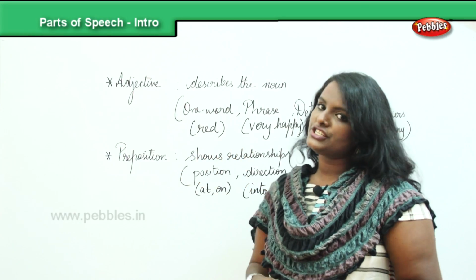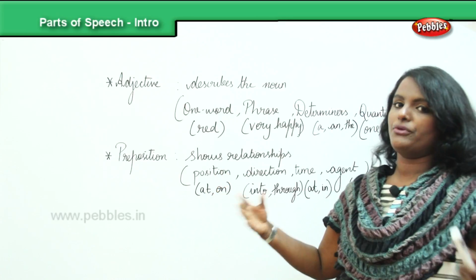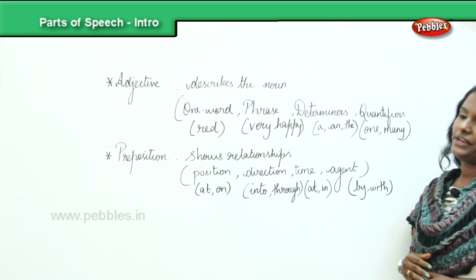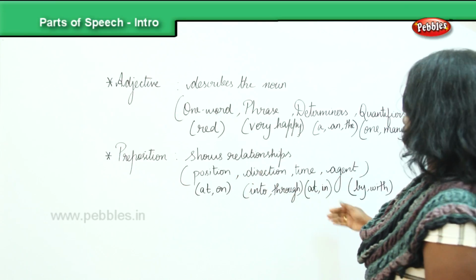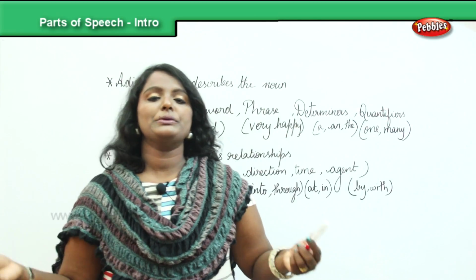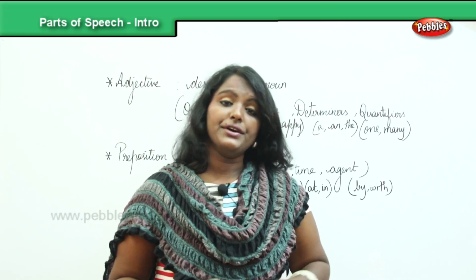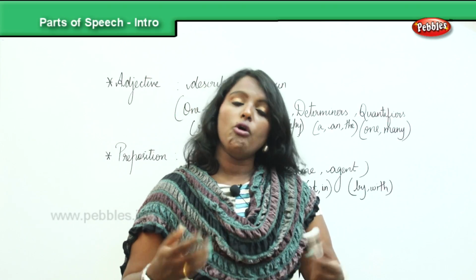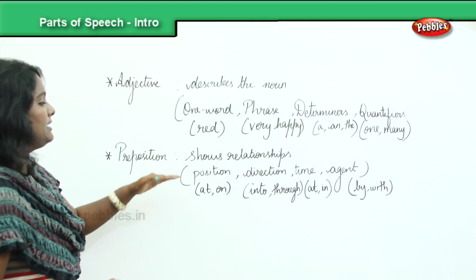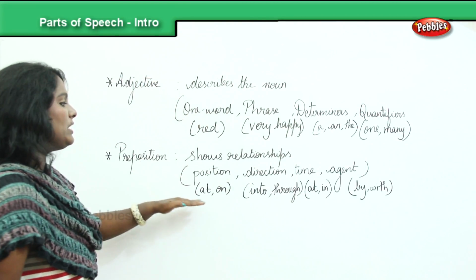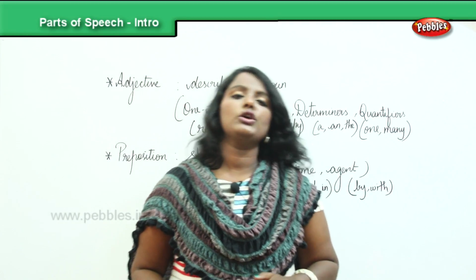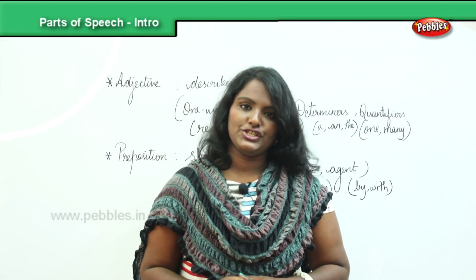Prepositions show the relationships. For example, it can be preposition of position, of direction, of time, and of agent. I had given the corresponding examples, just a few examples. It's not that you just have two prepositions of position. There are so many: under, beneath, over. These all show positions, okay? So these are examples of the words to be used under the different types of prepositions. Let's move on to the next part of speech.